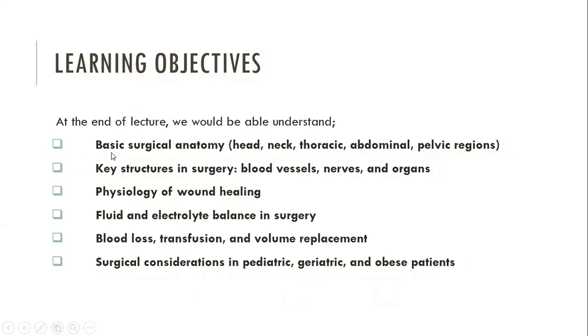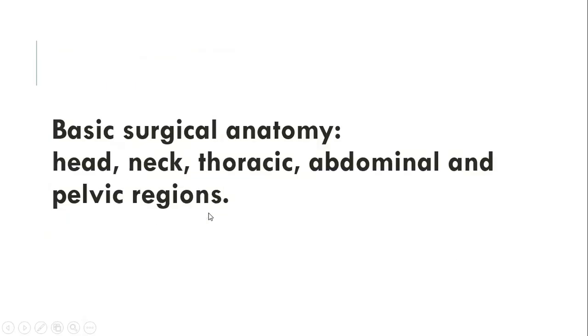The number one is basic surgical anatomy, in which we will be learning about the head anatomy, neck, thoracic, abdominal, and pelvic regions. In the next topic, we will be learning about the key structures in surgery, that is blood vessels, nerves, and organs. And in the third topic, we will be learning about the physiology of wound healing. These three topics we will be covering in the next part of surgical anatomy and physiology.